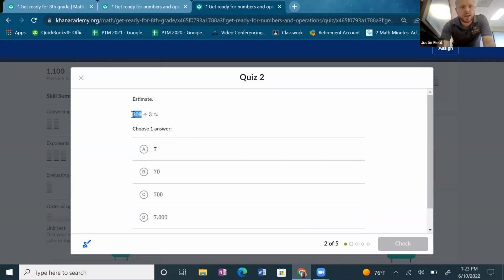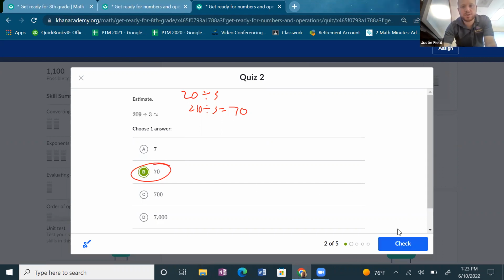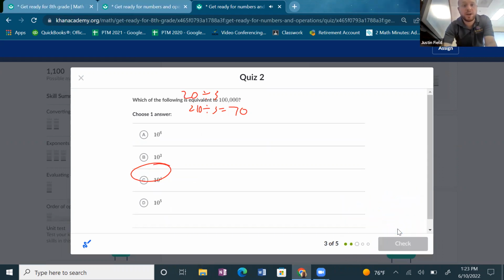Estimate again. So we want to estimate 203. So when I see that, I'm thinking to myself, what is 20 divided by 3, or 21 divided by 3 is 7. So this is close to 21 divided by 3, except there's a 0, which would make 70. So 70. Use your easy multiples to help you estimate bigger numbers. You ever think about that?